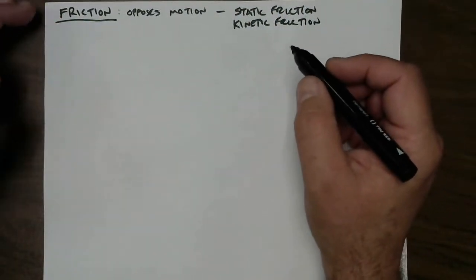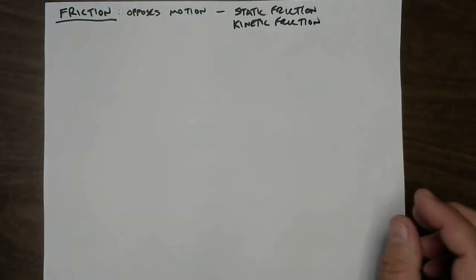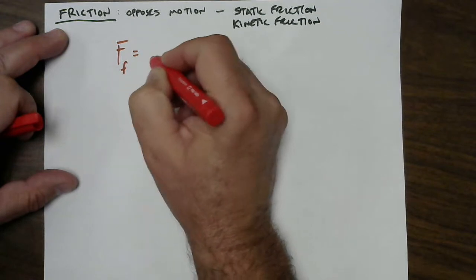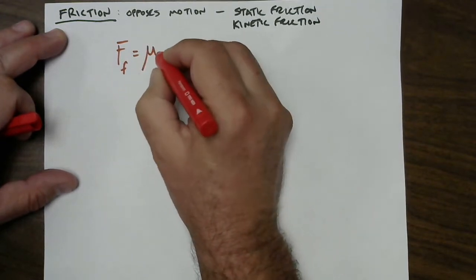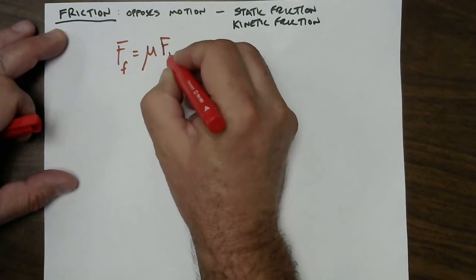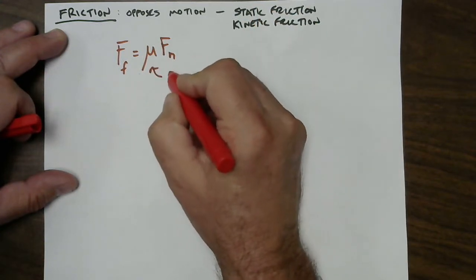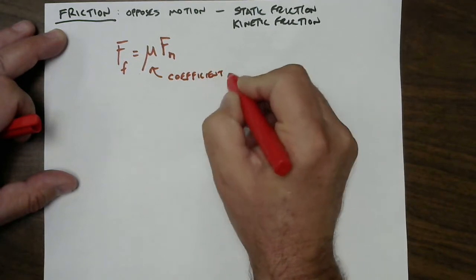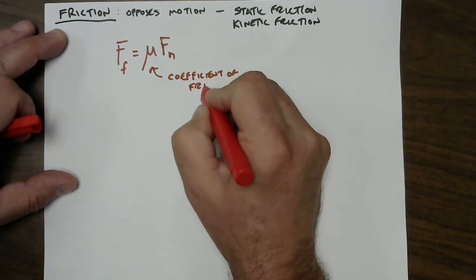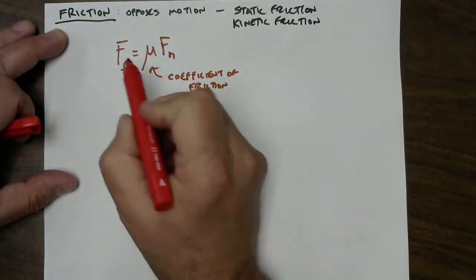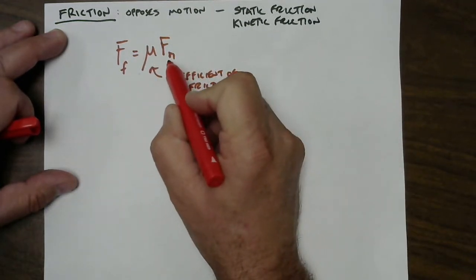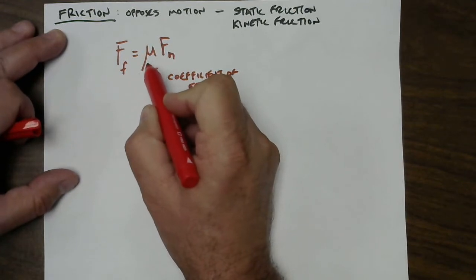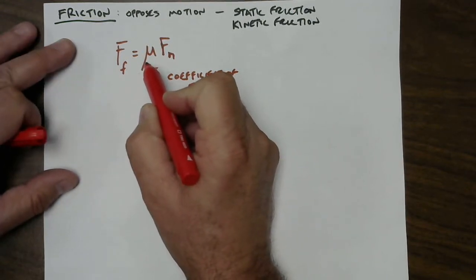And whether it's static or kinetic friction, the formula for friction is always the same. The force of friction is equal to a coefficient times the normal force. Now this thing right here is the coefficient of friction. And since this side is a force and this normal force is a force, this thing right here doesn't have any units. It's just a number, just a ratio. It goes right in front of it.